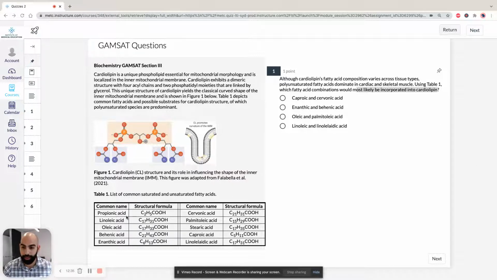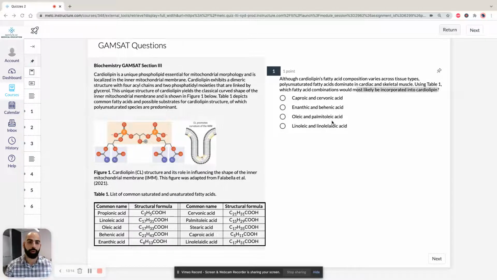So you should have got propanoic acid is saturated, linoleic acid is going to be polyunsaturated, oleic acid is going to be monounsaturated, behenic is going to be saturated, enanthic is going to be saturated, Slavonic is going to be polyunsaturated, palmitoleic acid is going to be monounsaturated, stearic is going to be saturated, caproic is going to be saturated, and finally linoleic acid, which is the isomer of linoleic acid, is going to be a polyunsaturated fatty acid. So keep that in mind.